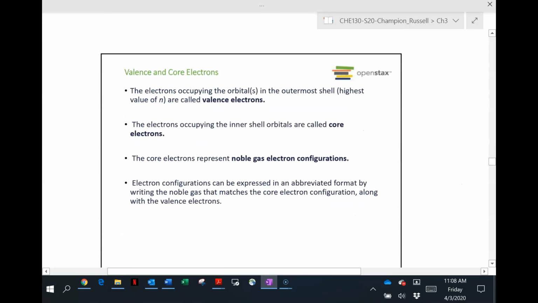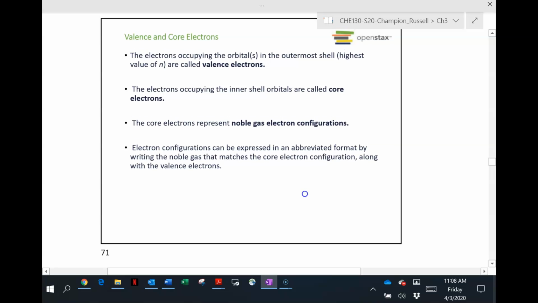Now, we're getting to a concept that's getting close to using this to actually predict some chemical behavior, which is really what we're trying to do. The reason we're trying to figure out how the electrons are arranged in the atom is we want to be able to explain why certain elements react the way they do, why certain compounds are stable and other compounds aren't, things like that. And so we're going to come to this concept now of valence and core electrons.